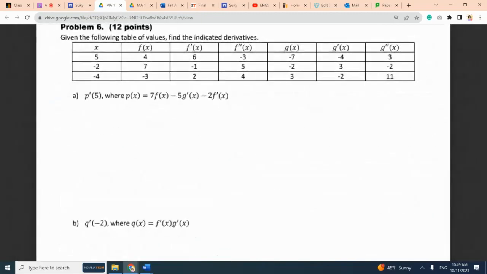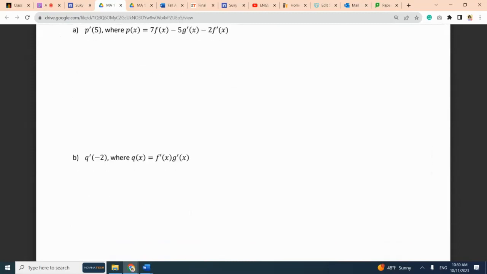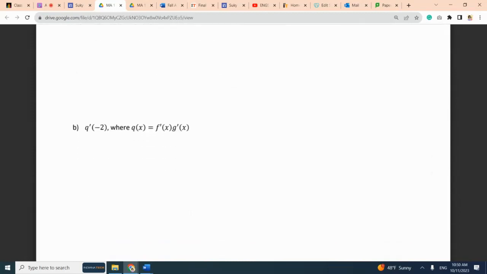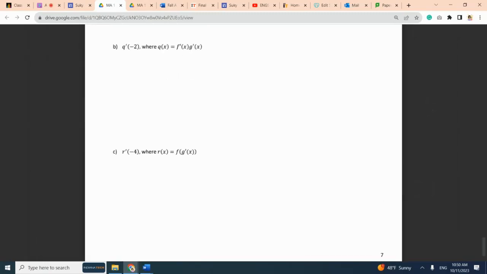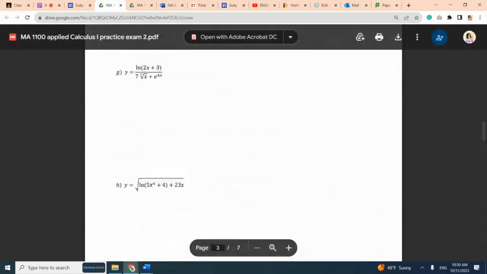Okay? And this one, be careful. I give you p. You need to find p prime. So you need to take the derivative, and then you plug in x is 5. Okay? Same thing here. I give you Q, and you need to take the derivative, and then you plug in the numbers. And here, I give you this function. I ask you to find r prime. You need to take the derivative of this, and then plug in the numbers. Okay, everybody? Yeah, and those are the types of problems in exam 2.